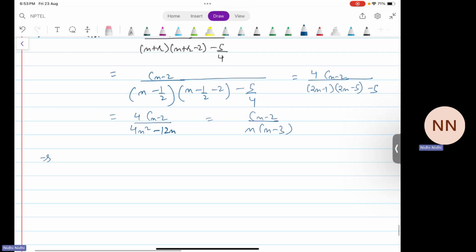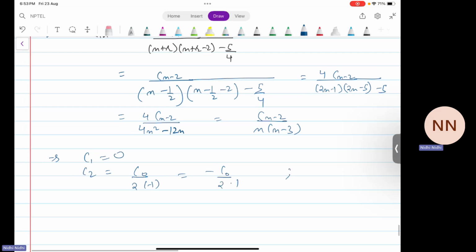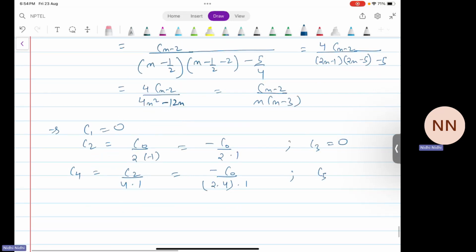So this gives us c1 is 0, c2 is c0 by 2 into minus 1, which is minus c0 by 2 into 1. C3 is again 0. C4 is c2 by 4 into 1, which is minus C0 by 2 into 4 times 1. C5 is again 0.